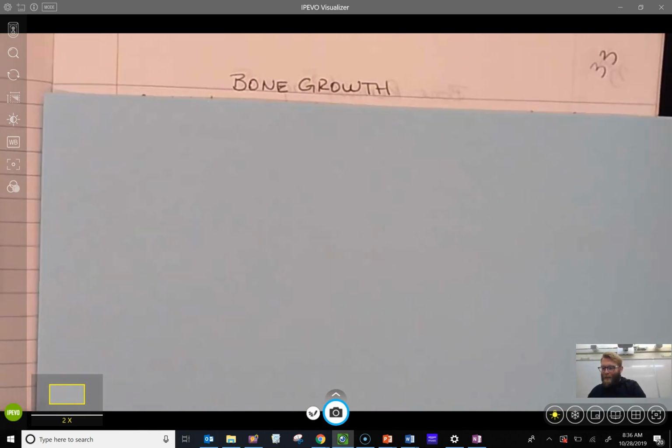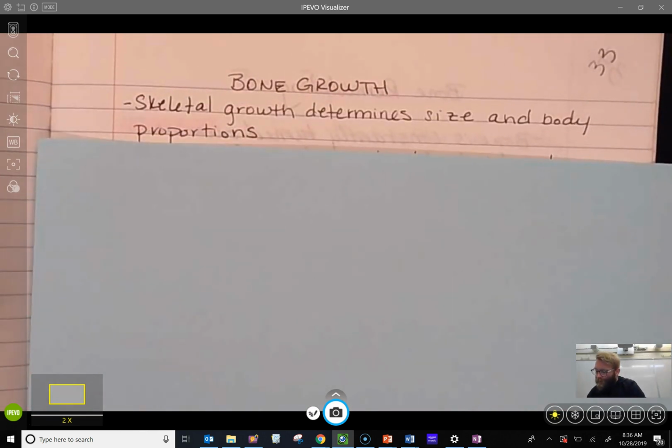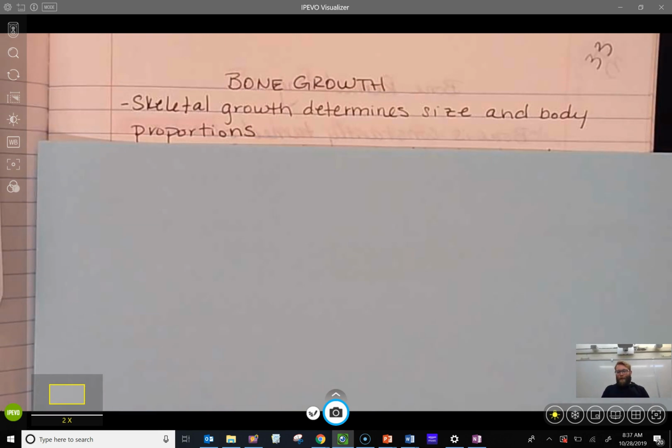All right, so let's talk about bone growth. Like I mentioned at the beginning of this lecture, bone growth is something that happens for a large portion of your life. The moment you're born, you're continuing to grow, okay? So skeletal growth actually determines pretty much the body size proportion of what's going on inside of your body. Based on the genetics that are triggering different types of growth, that's going to lead to what proportion your body is going to be in, okay?